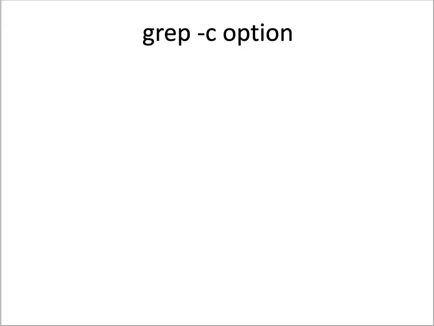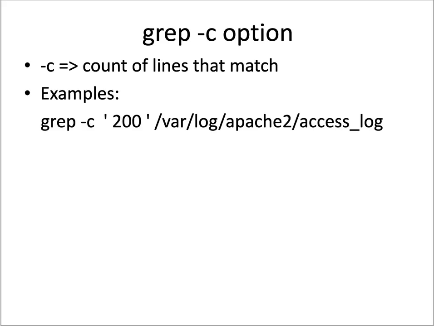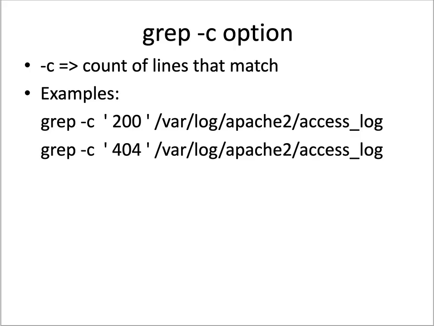Sometimes when I'm trying to look for something that might be unusual, I will use the -c option. The -c option shows a count of lines that match, or when used with the -v option, a count of the lines that do not match. So an example of that would be to count how many successful requests there were in my web server access log. And then you might turn around and say, okay, show me how many page not found errors are in my access log.